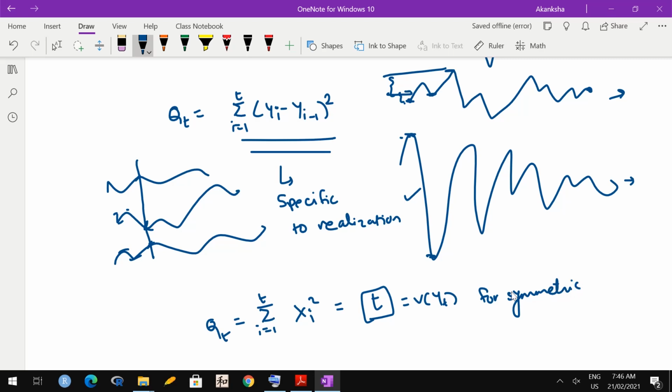For other random walks, they are not the same. For other random walks, the variance was different. It involved p into 1 minus p also. But for a symmetric random walk, quadratic variation and variance turn out to be the same. So this is an interesting property. By the way, another notation for quadratic variation is this inner product type of notation. This is just another notation for quadratic variation.